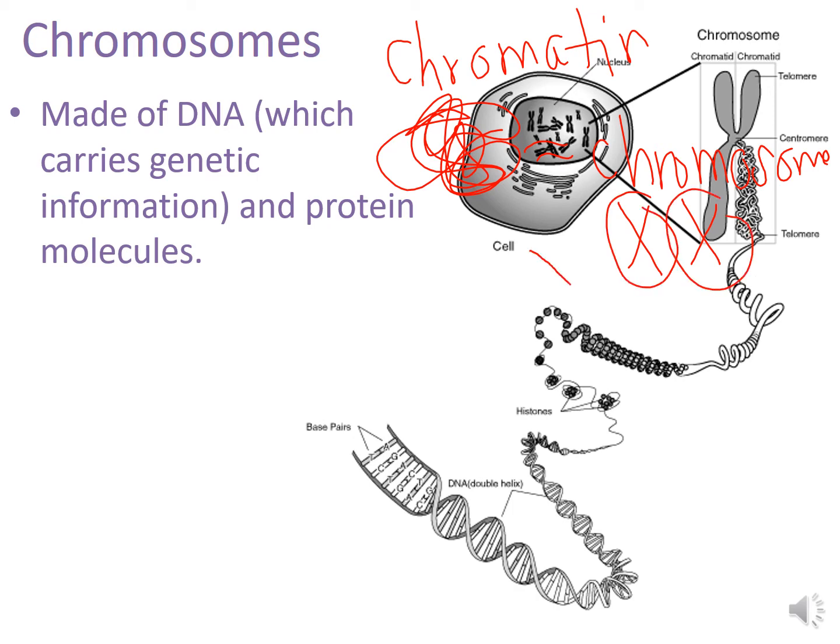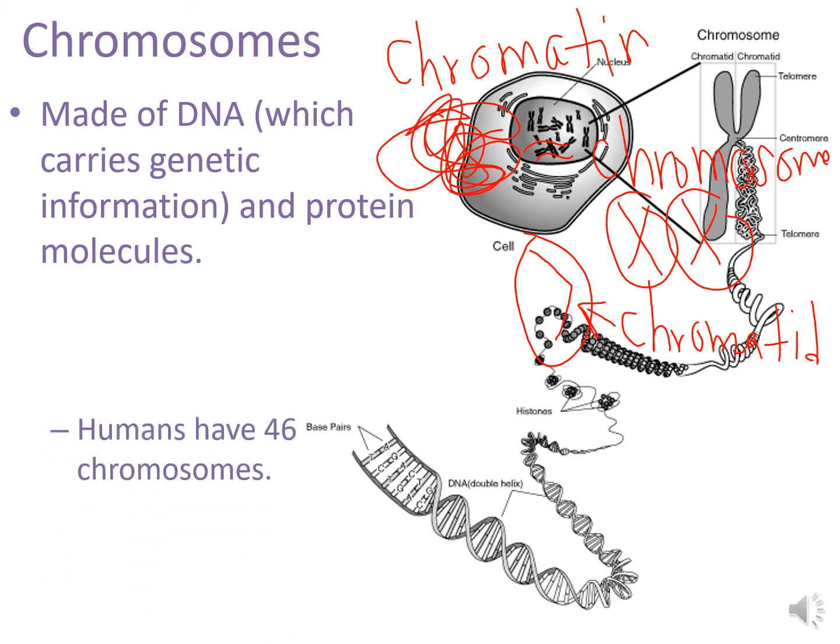When we cut the X in half, that one half is called a chromatid. So I need you to know the difference of these last names. When they're like noodles, it's chromatin. When they become X's, it's chromosomes. When the chromosome is split in half, it's called a chromatid. It's made of DNA, and it carries all your information.